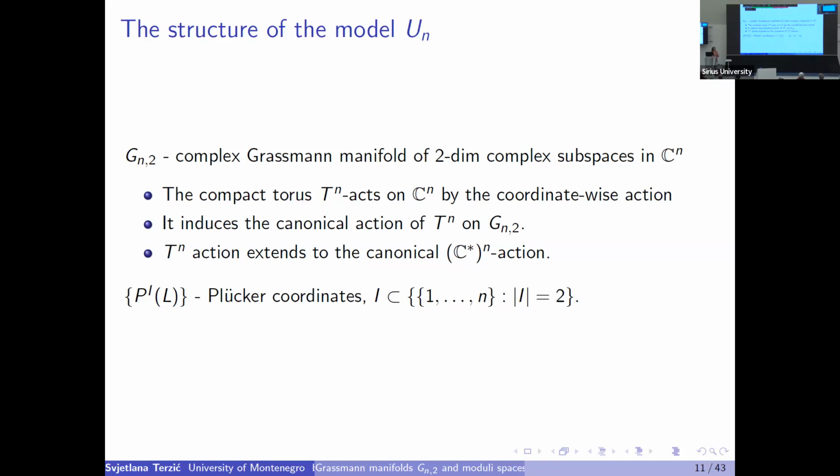And we know that this action of the compact torus extends to the action of the algebraic torus, (C*)^n. And then, when we consider the Grassmann manifold G_{n,2}, in general for any complex Grassmann manifold, we have Plücker coordinates. We take an element L from the Grassmann manifold, write it down as a matrix of dimension n times 2, and all 2 times 2 minors give the Plücker coordinates, an embedding in some complex projective space of the corresponding dimension.